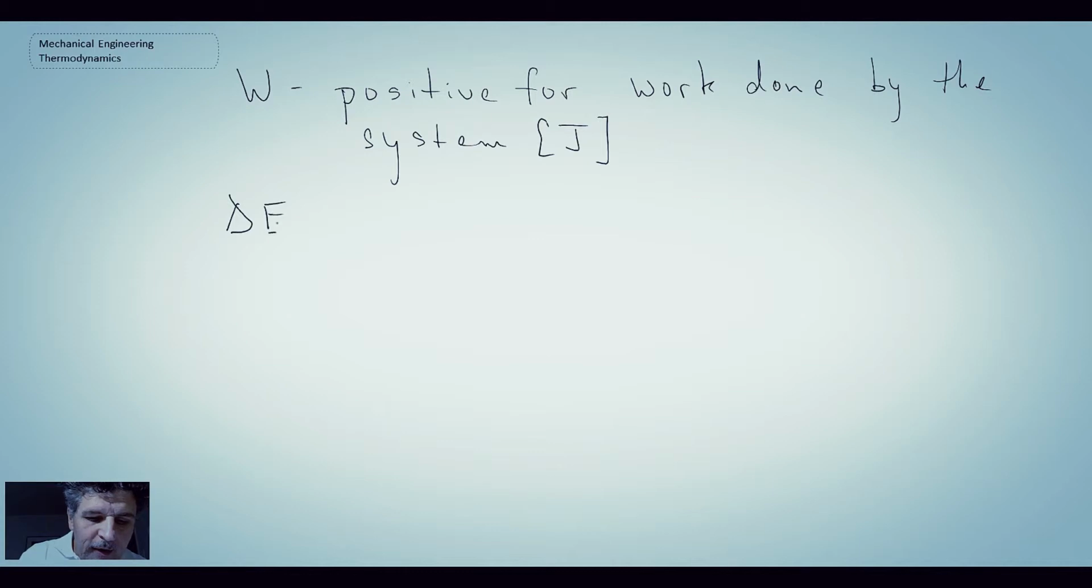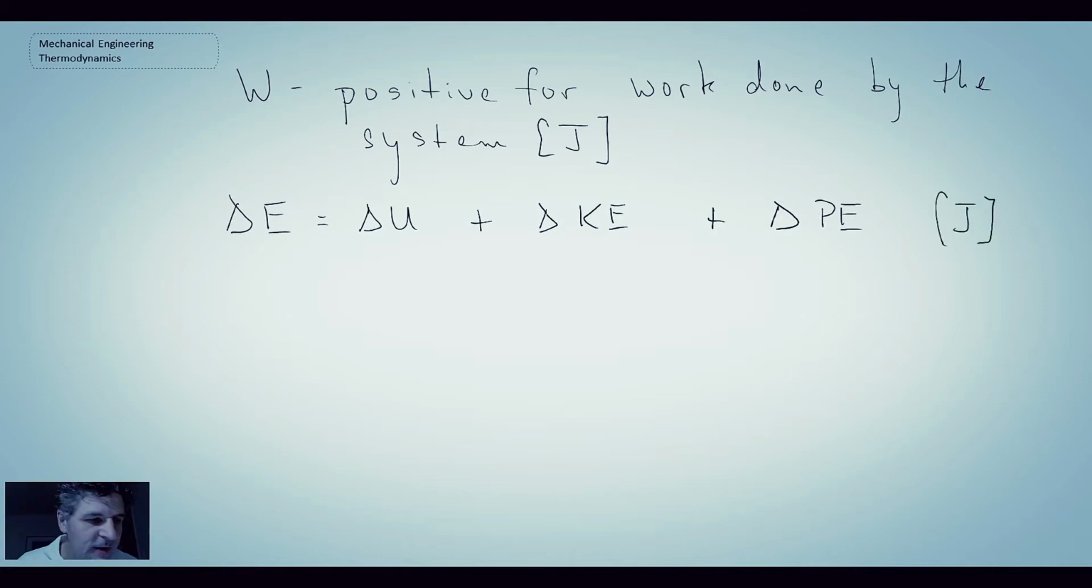Next, on the right-hand side of the equation, we had delta E. Now, delta E is a combination of a number of different properties. That is the total energy of the system, and it will consist of the internal energy, which we'll denote as delta capital U, plus delta kinetic energy, which we'll denote with a KE, plus delta potential energy, which we'll denote with a PE. The units of all of these, again, will be in joules.